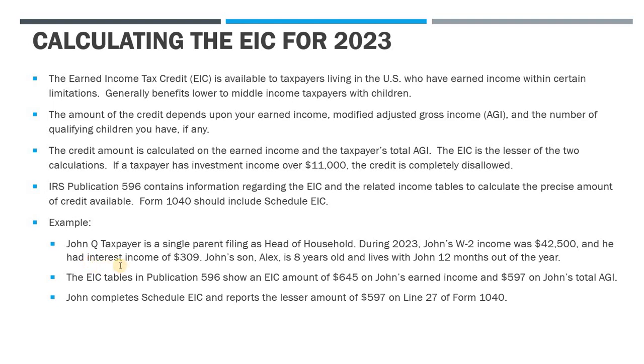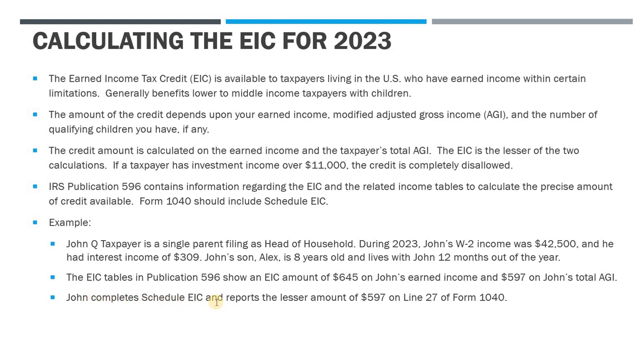So in our example here, we've got John Q, taxpayer. Let's say he's a single filing taxpayer, a single parent, and he's going to be filing as head of household, right? During the 2023 year, he has W-2 income of $42,500, and he has some interest income on his bank account of $309. Interest income is not earned income, right? It's investment income. Now he has one son, Alex, who's 8 years old, and the son lives with him for 12 months out of the year. So he lives with him the entire year.